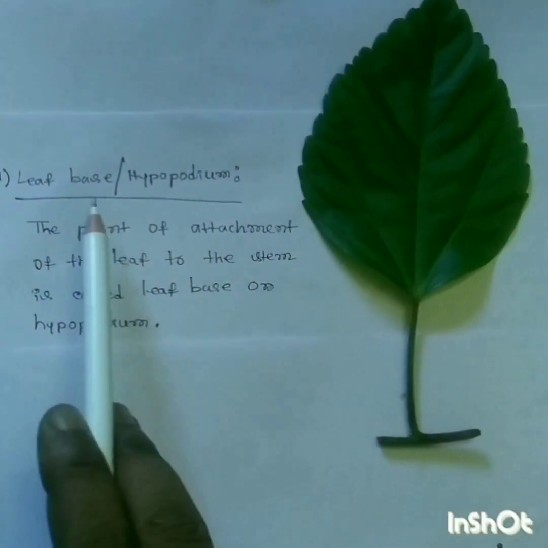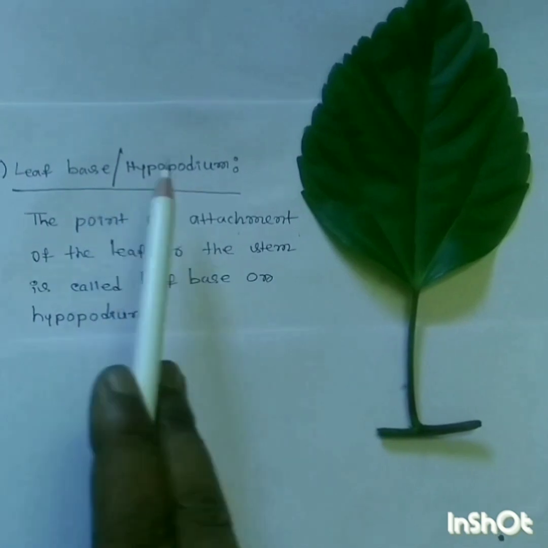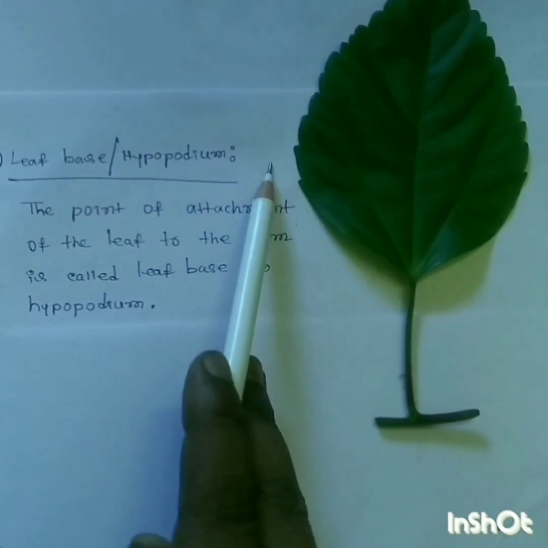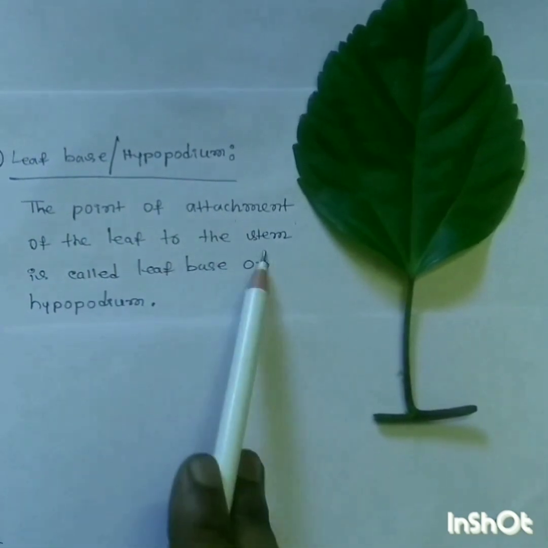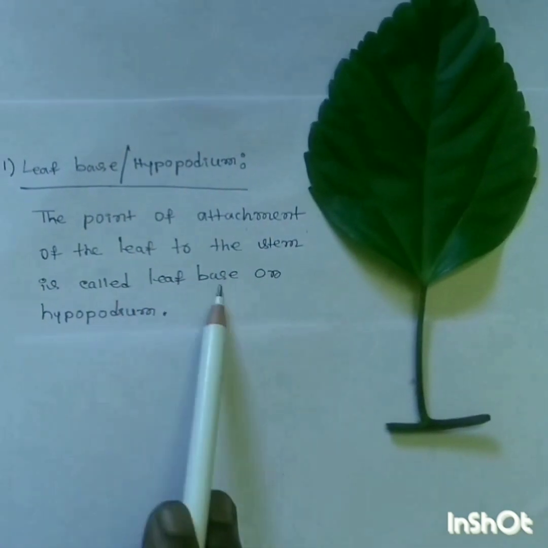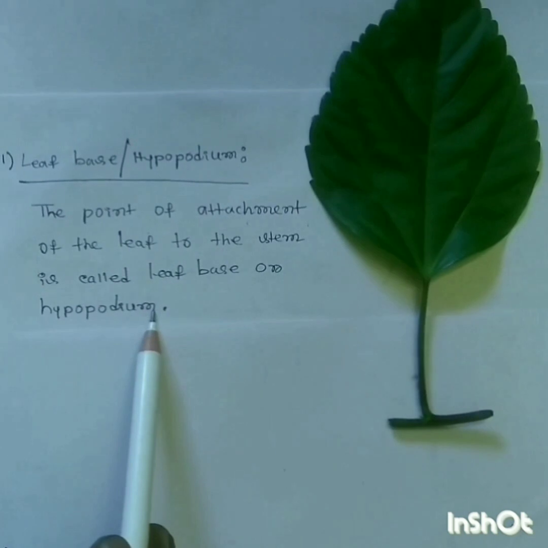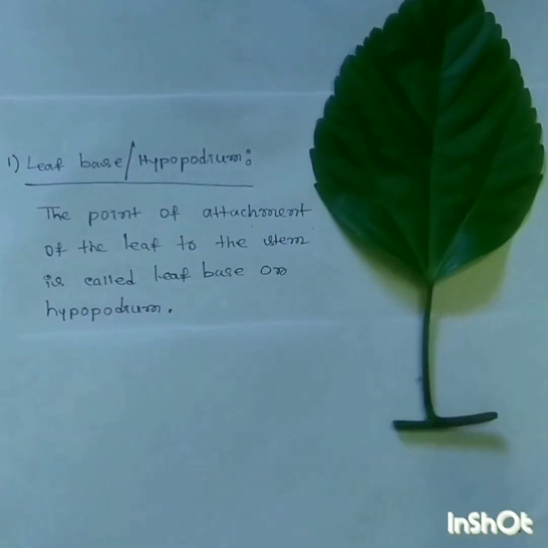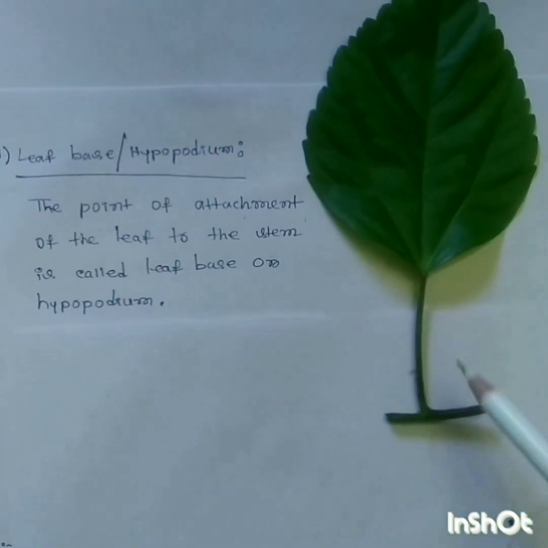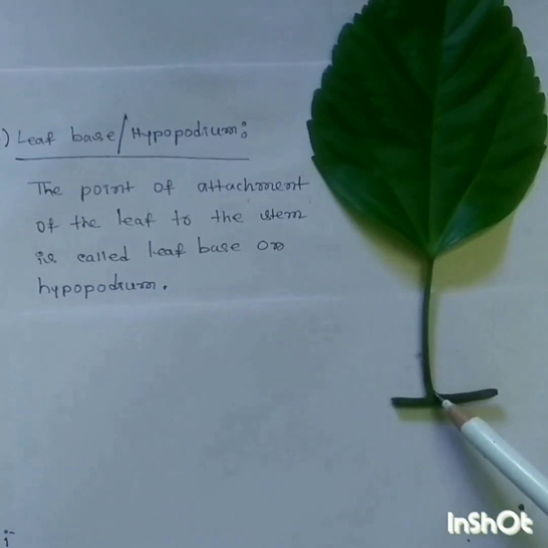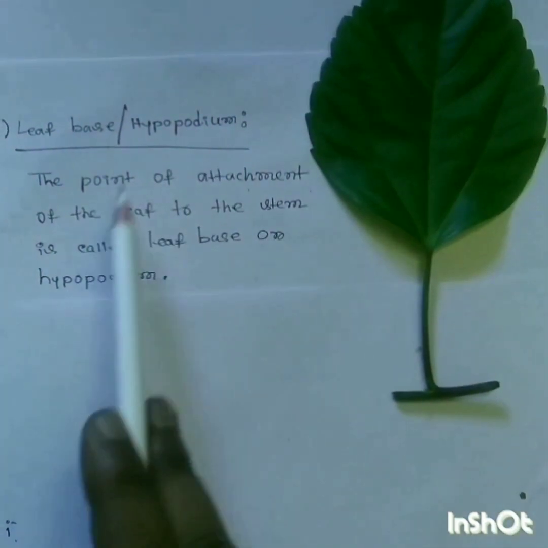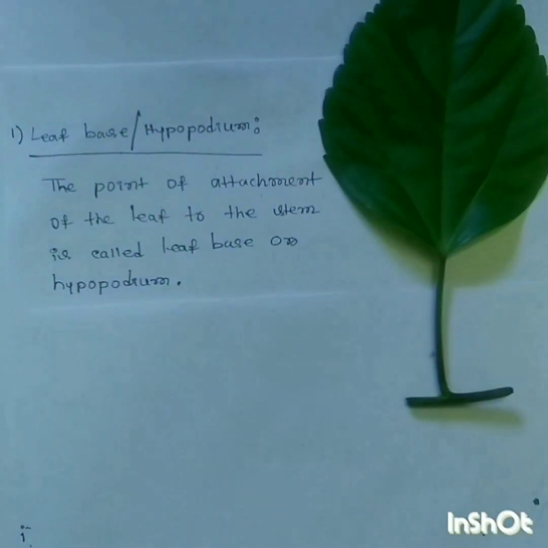The first part is leaf base or hypopodium. The point of attachment of the leaf to the stem is called leaf base or hypopodium. Here you can see the leaf is attached to the stem by this point. So this point is called leaf base or hypopodium.